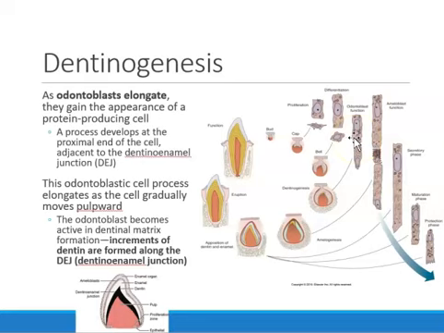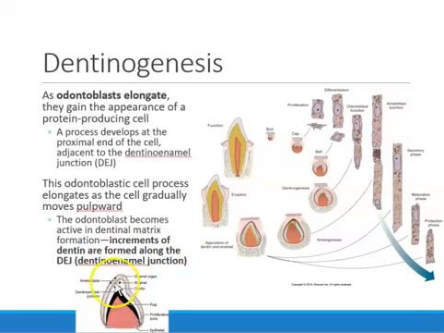So in increments, what does that mean? That means it gets secreted in layers. The first layer gets put, then the second layer, and then the third layer, and every 24 hours, the layers are getting hardened. So it happens in increments, and it's formed at the DEJ. DEJ stands for dentino-enamel junction. A junction is where two areas meet.